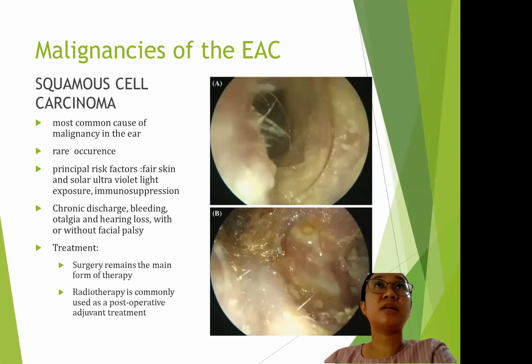Let's go to the malignancies of the ear canal. I will be presenting only the top 3 most common malignancies we can find. It is very rare to have malignancies in the external auditory canal, but the most common is squamous cell carcinoma, comprising around 70%. The principal risk factors are fair skin, UV exposure with sunlight, and immunosuppression. Patients would usually present with chronic discharge, bleeding, otalgia, and hearing loss, with or without facial palsy. The treatment still remains surgery and radiotherapy after.